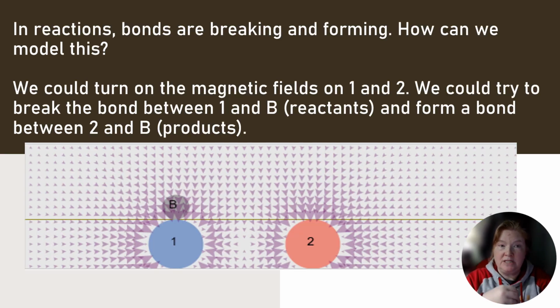So in reactions, bonds are breaking and forming. We looked before in isolation. Here's an example of a bond breaking. Here's an example of a bond forming. But in reality, both are occurring. Bonds are breaking and bonds are forming. So what could we do? Well, we could turn on the magnetic fields on both marbles 1 and 2. So we could try to break the bond between 1 and B and form a bond between 2 and B.